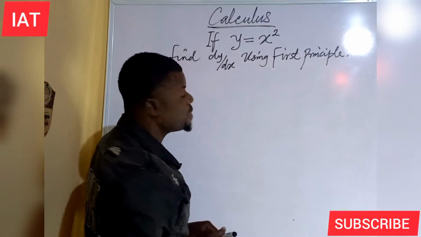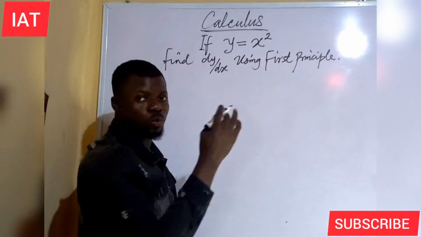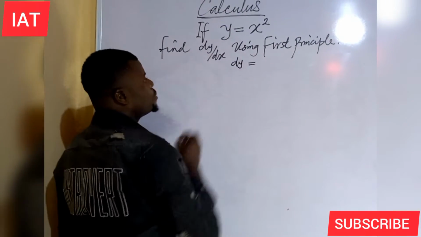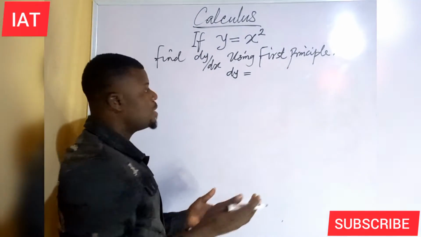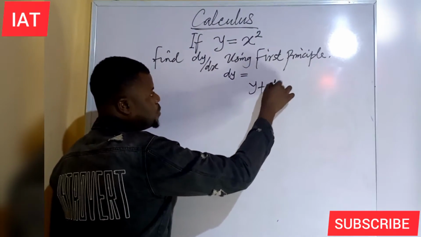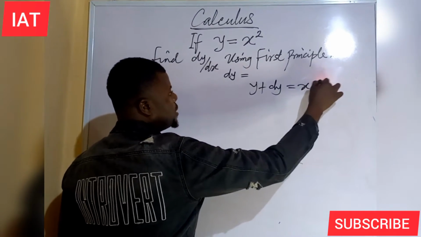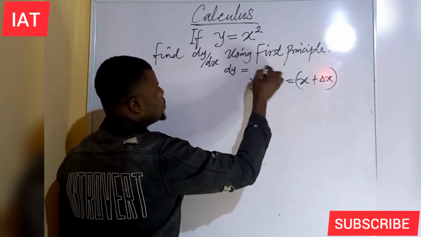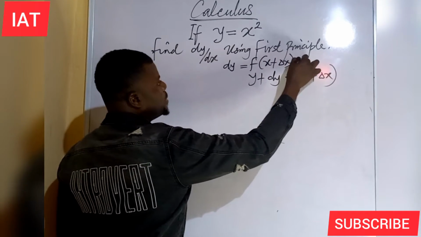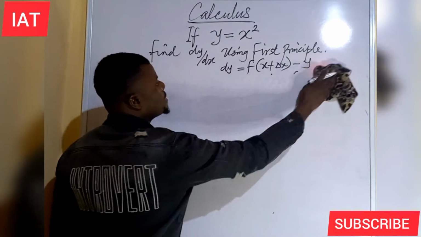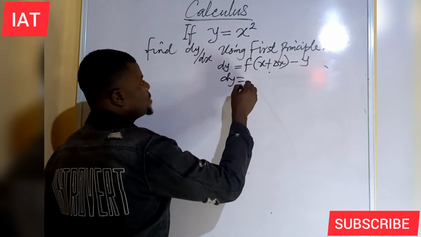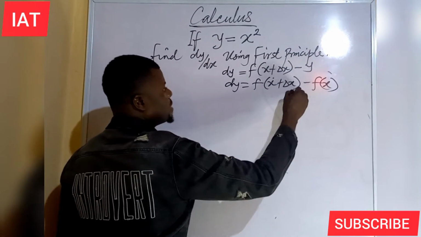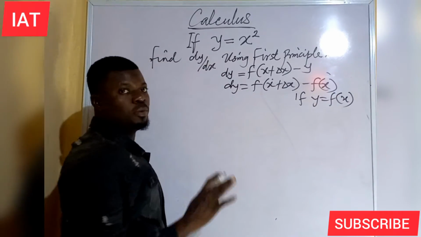All right, so for using first principle to solve this problem, the first thing we're going to do is to quote the expression for first principle. You start by saying y plus the change in y equals function of x plus the change in x. So dy will be equal to function of x plus dx minus y, which is the same thing as saying dy will equal function of x plus dx minus function of x, if y is equal to function of x.